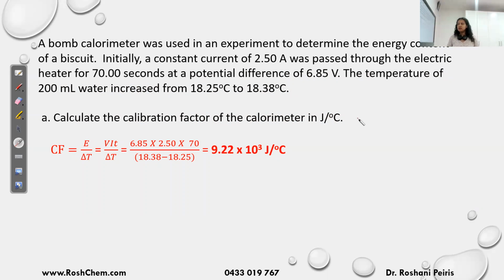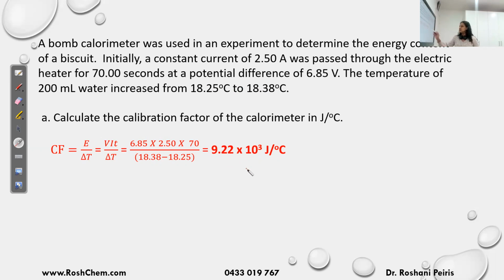Okay, so how do we find the CF value? We know that CF equals energy over delta T. This is electrical calibration, so I can say energy equals VIT over delta T. V is the voltage, which is given, 6.85, and I is the current in amps, which is given, 2.5, and T is the time, which should be in seconds, and it's already given as 70 seconds, and delta T is the change in temperature. The two temperatures are given, so you can find the change. So then you get this answer, 9.22 times 10 to the power 3, right?